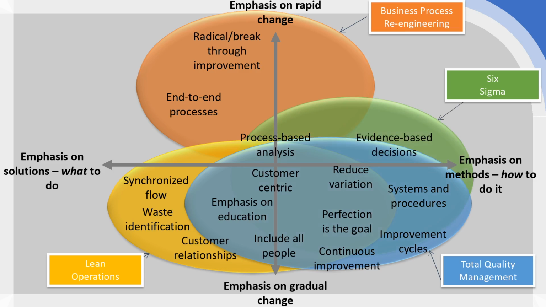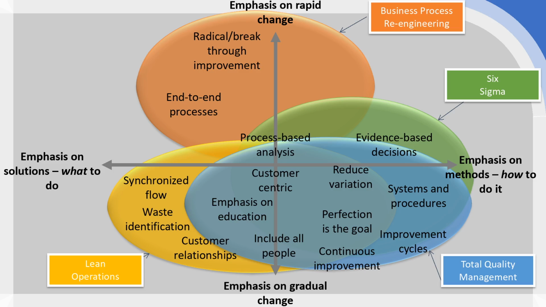And lastly, we have Six Sigma, which would be on the other end of the scale. So again, lots of overlap with TQM here, but with a greater focus on evidence-based decisions and looking at engineering processes in order to reduce variance and to reduce defects.